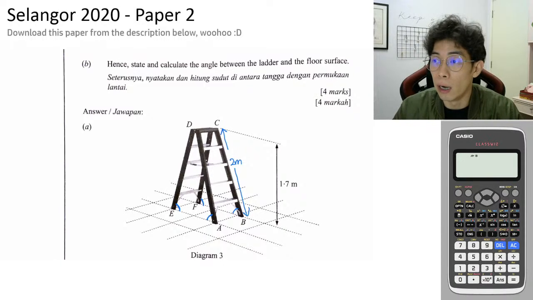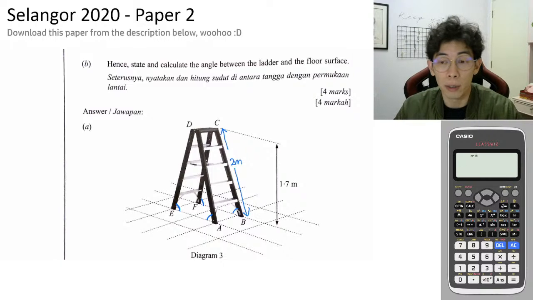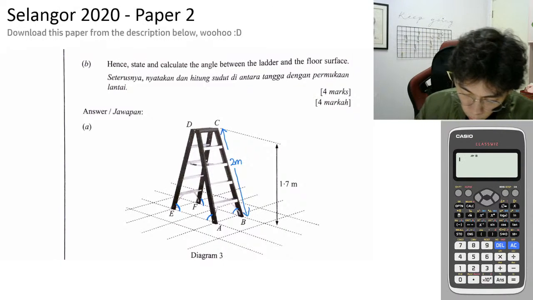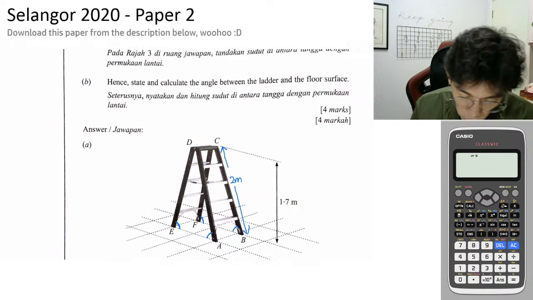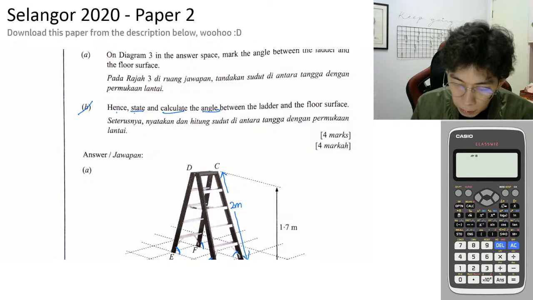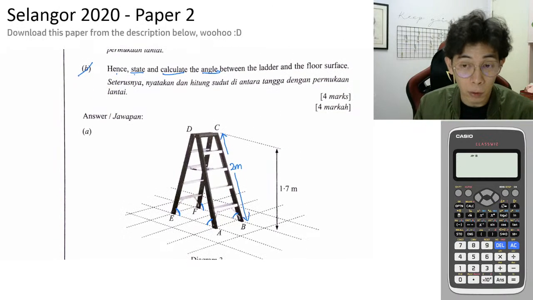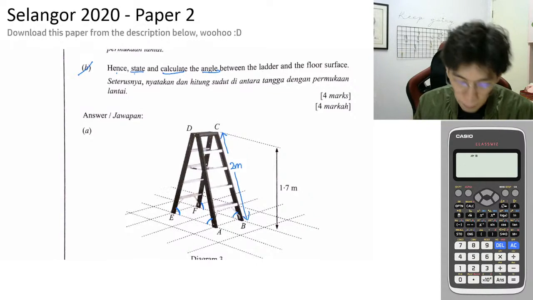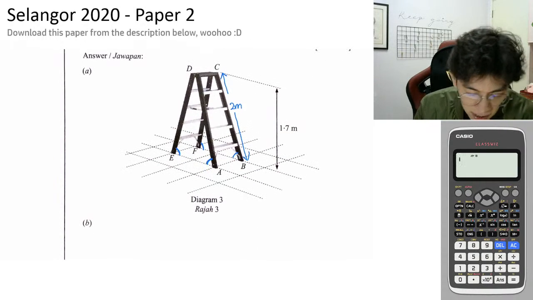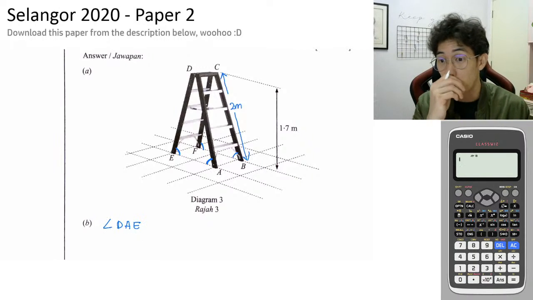I would say write the angles, because they want you to draw. Try that. So the next one, B: hence state and calculate the angle between the ladder and the floor surface. The first one they want you to mark, right? So I will state the angle that I'm going to find. For B, I'm going to find this angle. It's the same, by the way. Angle DAE. I'm going to solve this.